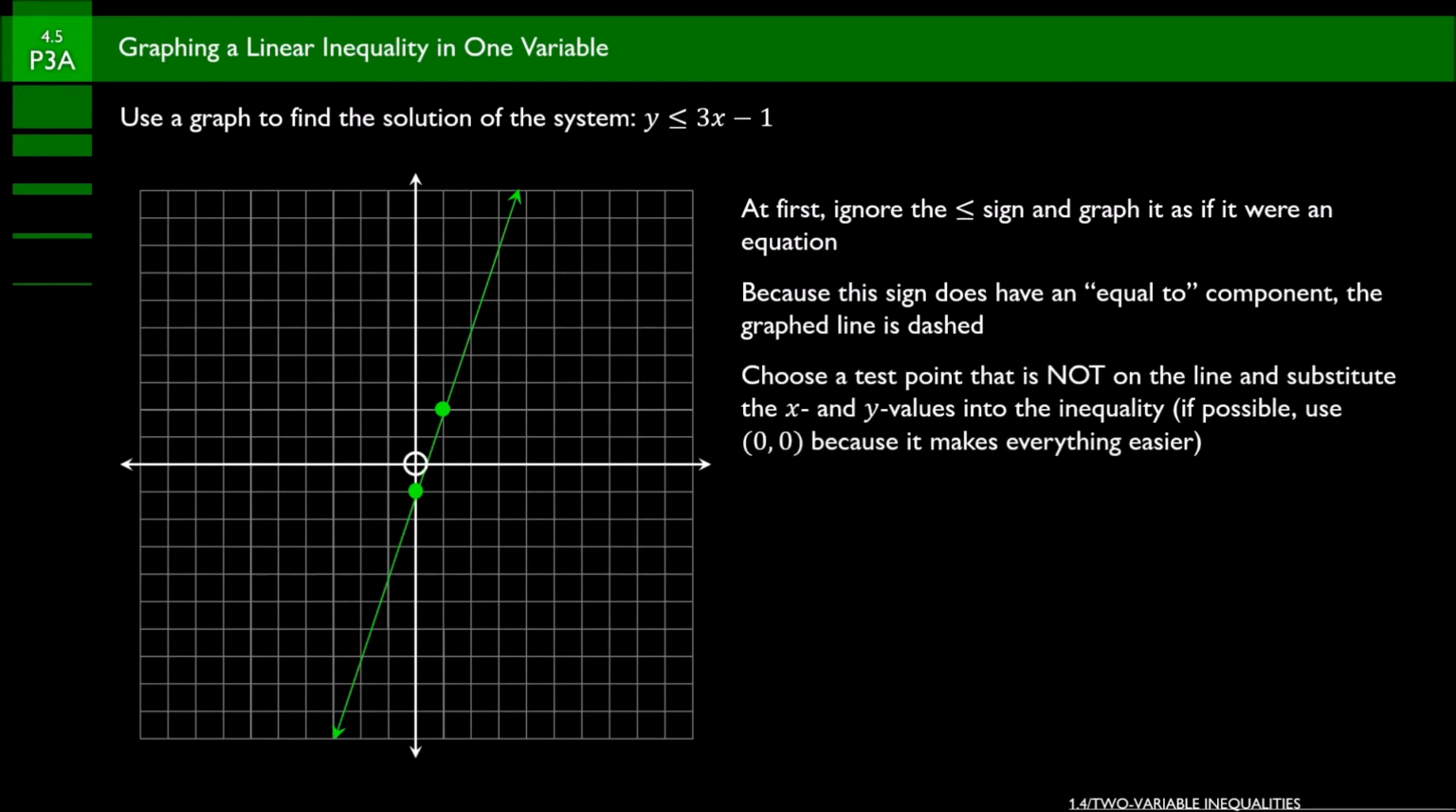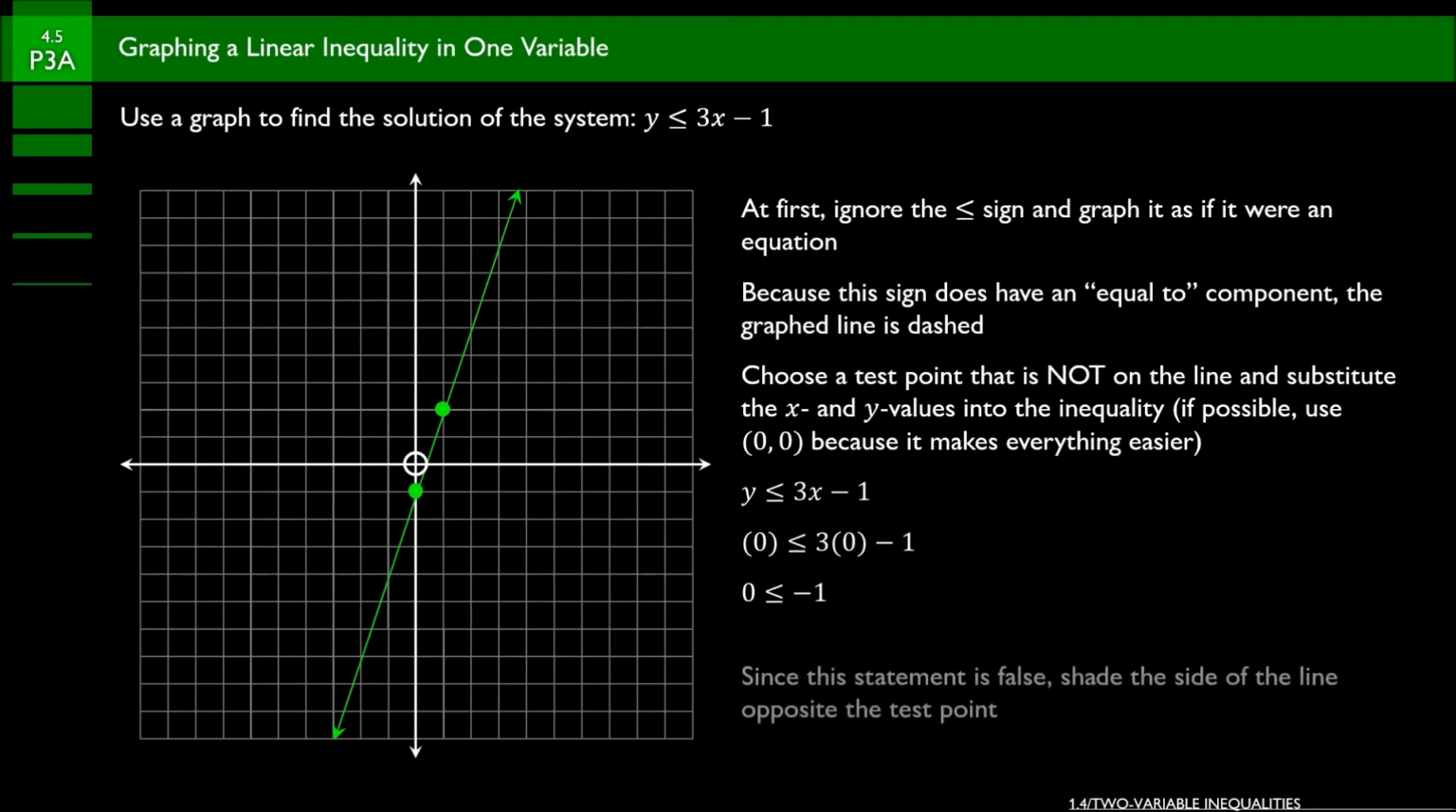Again, 0, 0 is the best one to use. Plug those numbers into the original inequality. So we have 0 is less than or equal to 3 times 0 minus 1. Again, 3 times 0 is 0, minus 1 is -1, and we get 0 is less than or equal to -1. This is a false statement.